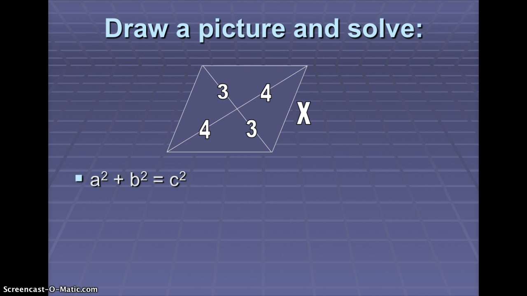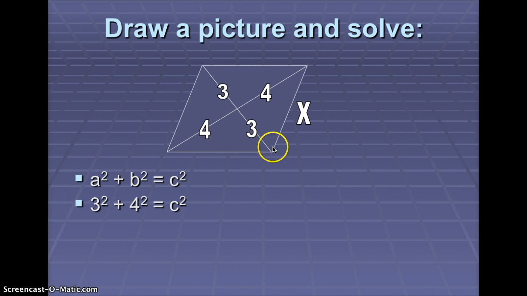So we can start with our formula a squared plus b squared equals c squared, where we know that a is 3, b is 4, okay? Because here, if we know that this forms a right angle right here, and we know one of the sides is 3 and one of the sides is 4, we can find the hypotenuse. We can do the same over here.